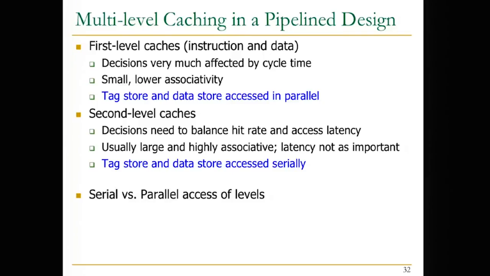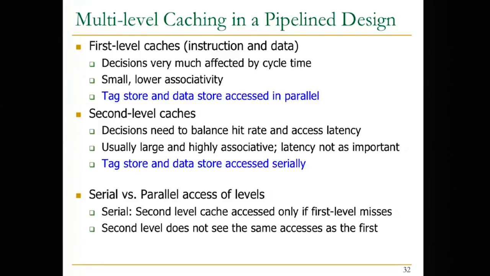But this serial versus parallel access of tag and data store is one design choice. But you also have a design choice, serial versus parallel access of levels, right? You have the L1 cache, L2 cache, L3 cache. Nobody said they should be serially accessed. You're the architect. You can decide, I want to start the second level cache access only if first level misses. That's serial. Or I start the second level access at the time I start the first level access. This way, if I miss in the first level, at least I've done some progress in the access of the second level, right? Or you can be more intelligent. You can say, if I'm going to miss, I start the access in parallel, right? You can predict again.